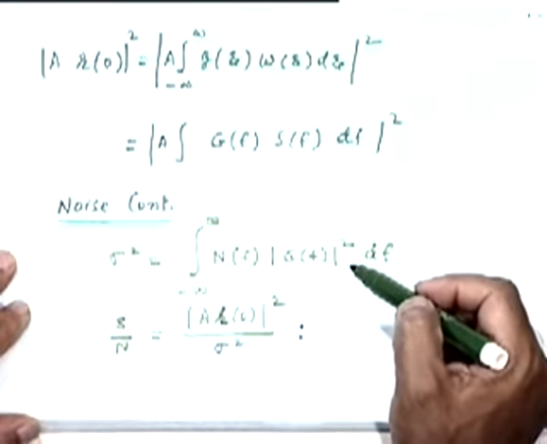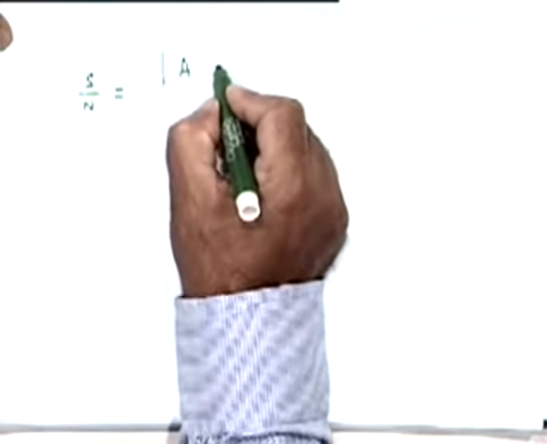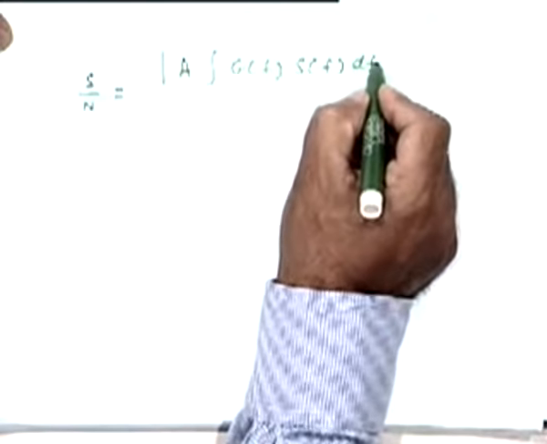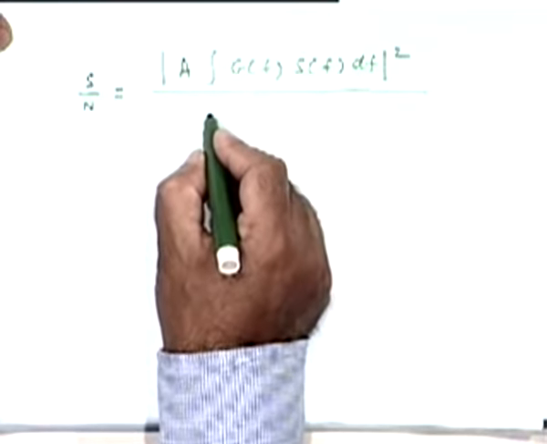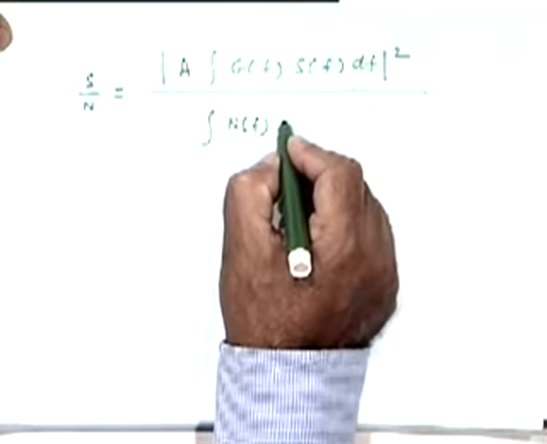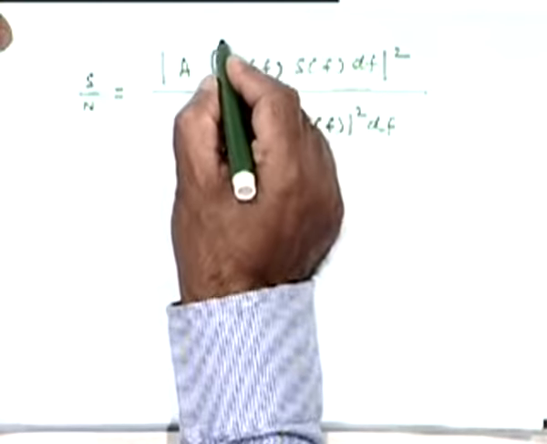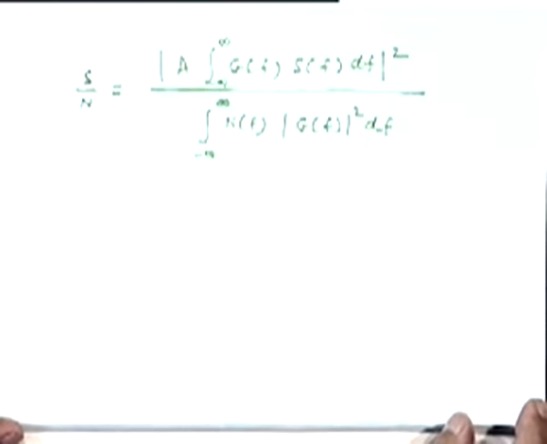Remember, this is our starting point. We are interested in setting up the ratio S by n from these two expressions. Now let me write down this expression. S by n will be mod A integral GF SF df square upon nf times... Now. Do you see how to apply it here?